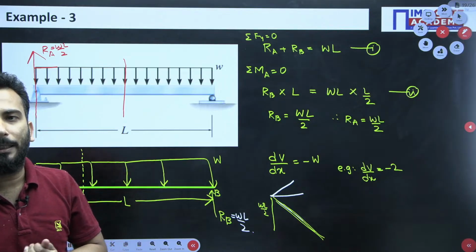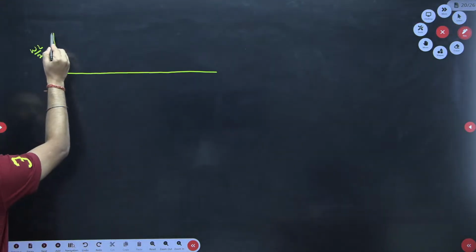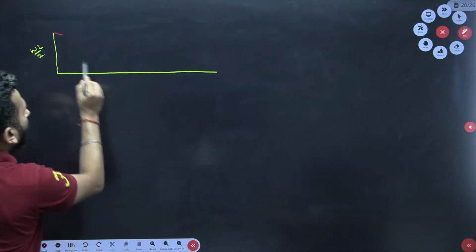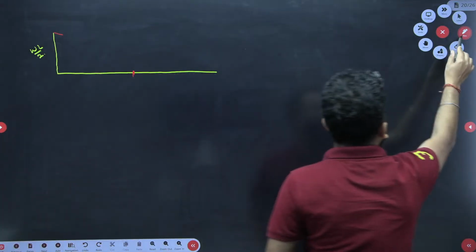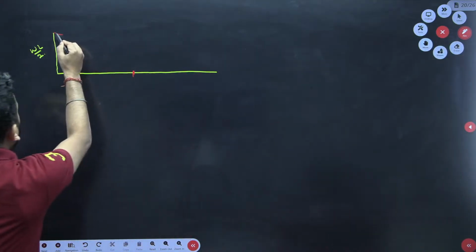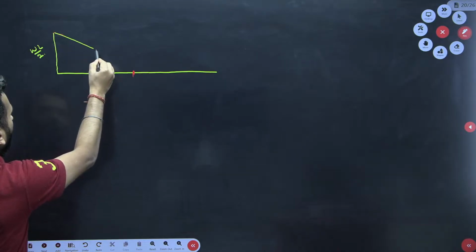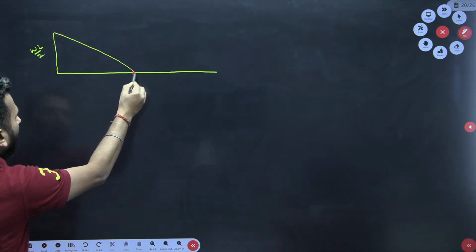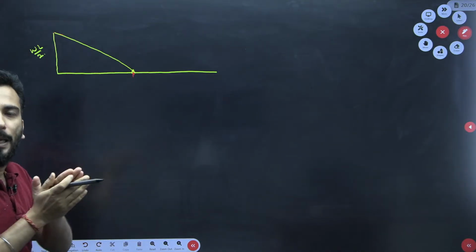Net effect will be 0. So why am I trying to say that? Because this is WL by 2. Now it is countering. For example, this is the midpoint. Now WL by 2 and the distributed loading are countering, and over here it is coming out as 0. Till then the effect is balanced.